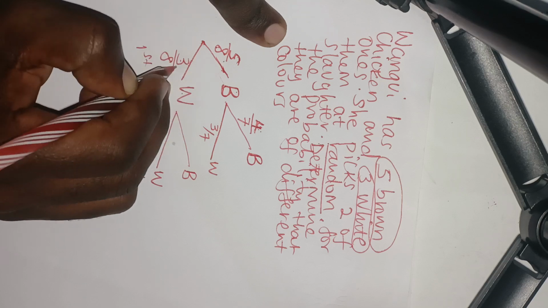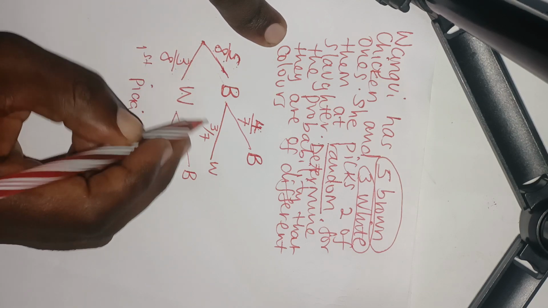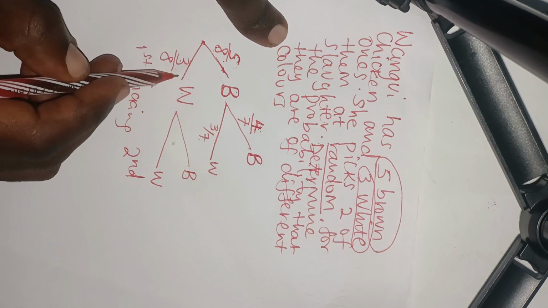Such that these two are going to give you a whole number. 5/8 plus 3/8 gives you 1. 4/7 plus 3/7 gives you 1. Let's come back to this other end.